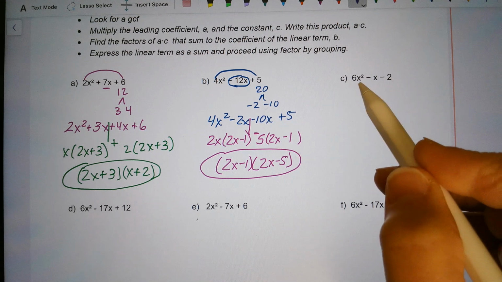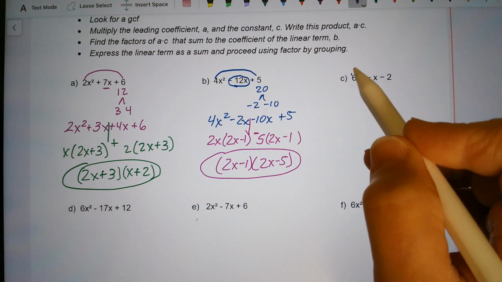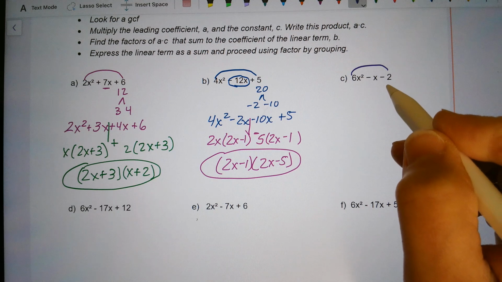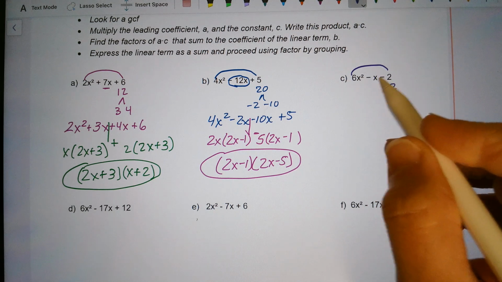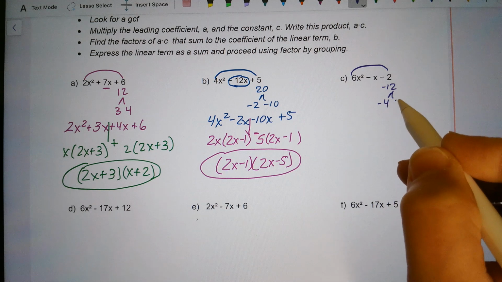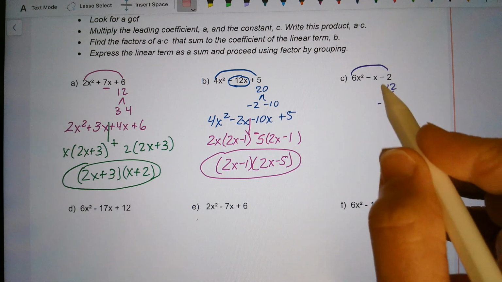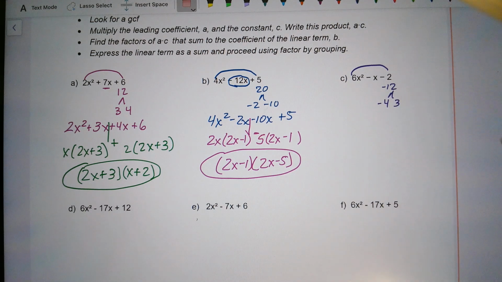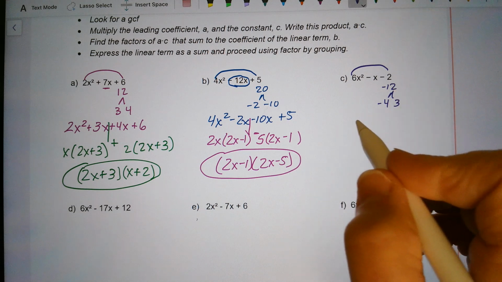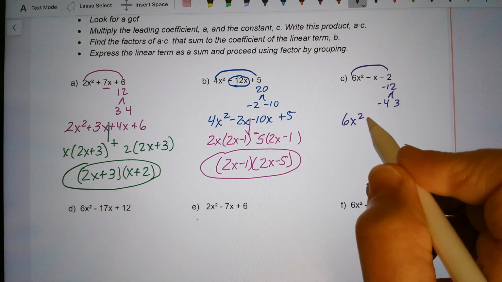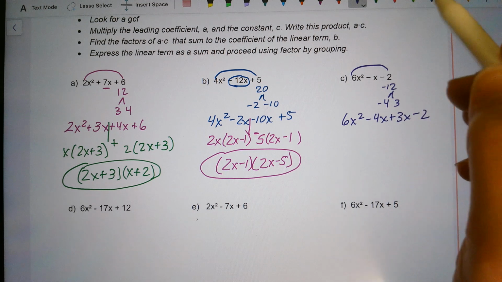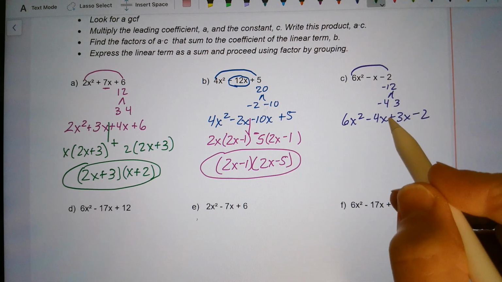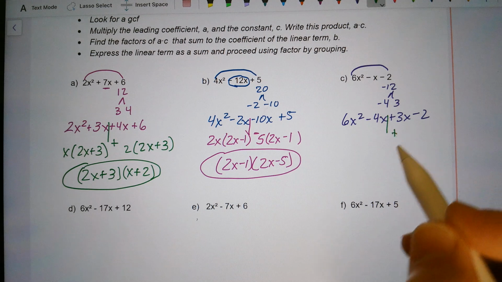No GCF, leading coefficient greater than 1. Multiply, 6 times negative 2 is negative 12. Factors of negative 12 that add to negative 1 are negative 4 and 3. Rewriting negative x as negative 4x plus 3x. So we have 6x squared minus 4x plus 3x minus 2. 4 terms, we split. Bring down the operator.